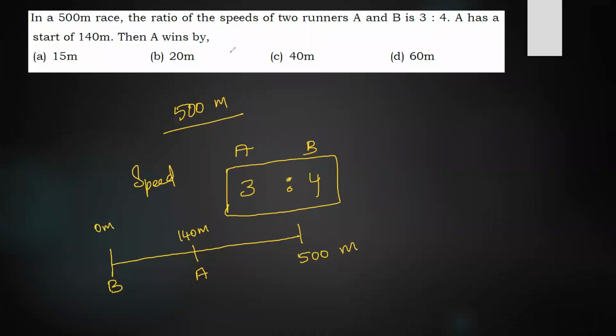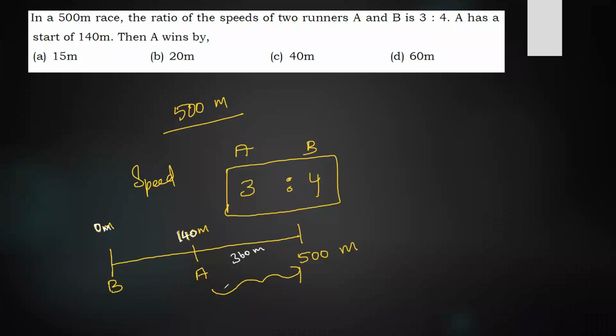Okay, listen carefully. A has a start of 140 meter, right? So in a 500 meter race, A will be at the 140th meter, and B will be at the 0th meter. The question is by how much A wins, right? From this part, A needs to travel 360 meter to win the race. Is it clear now?